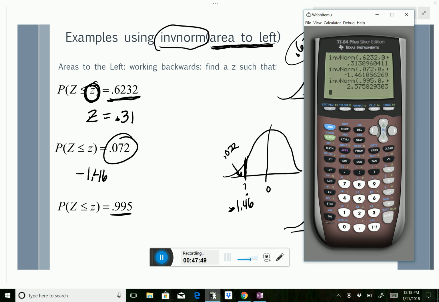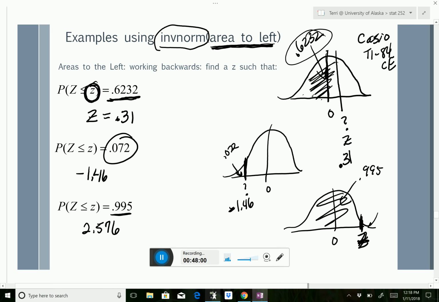And we have 2.57. I'm going to go ahead and put 3 decimal places on this, because I don't want to do 8, so I'll do 576. Kind of just the way that it's done. So that one's 2.576. So it makes sense that it's close to 3, because it's way over here. Most of the data is to the left of it. 99.5% of it is.